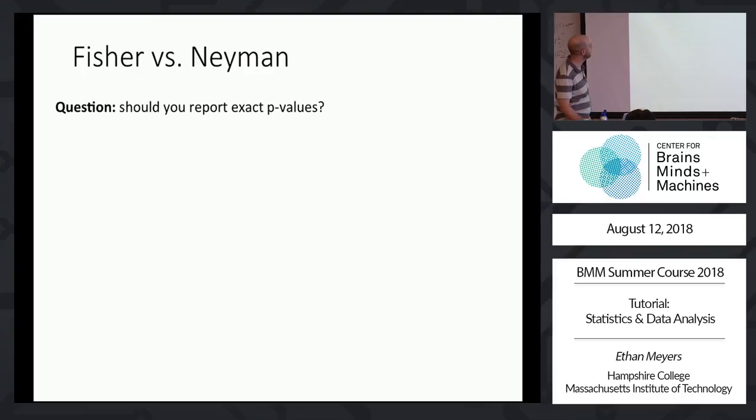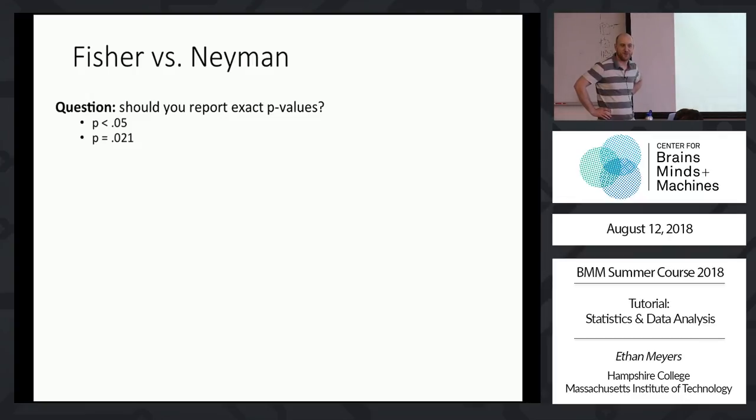So, question for you all. Should you report the exact p-value, or should you report something like it is less than 0.05? How many people think exact? How many people think less than 0.05? A couple people. So why would you say less than 0.05? Or am I putting you on the spot too much? I'd rather just report confidence intervals. Yeah, right. So there is an equivalence between the two as well, which I don't have much time to talk about. But there's not exactly a right answer here necessarily.